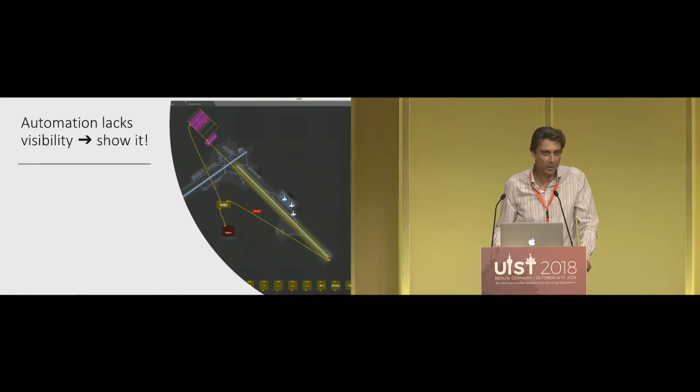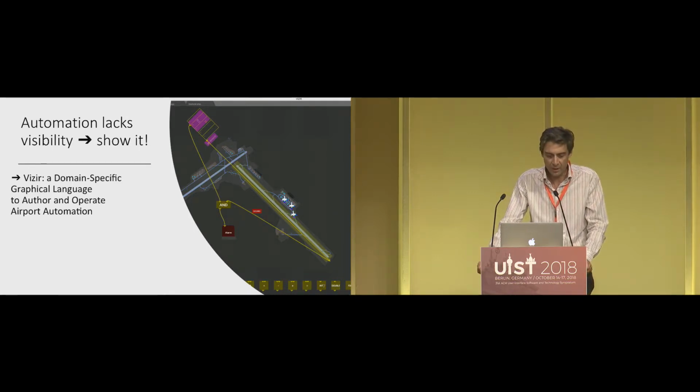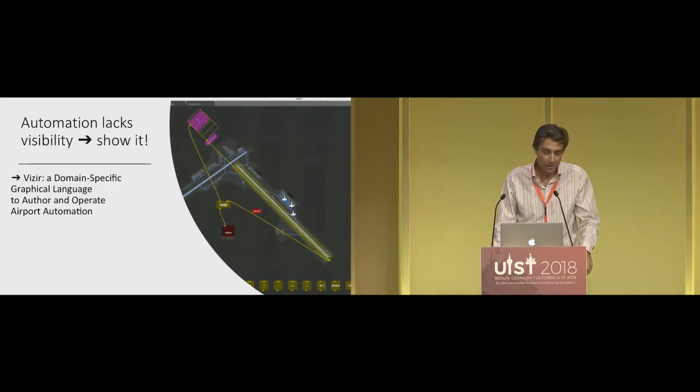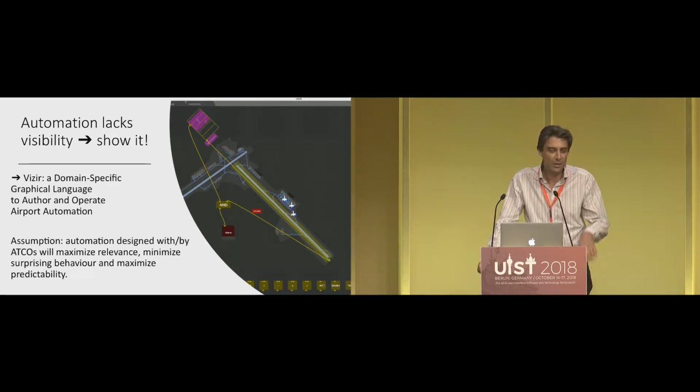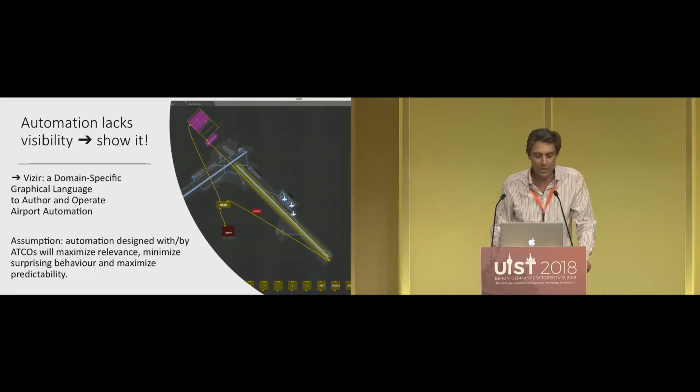So this is the main idea behind our work. If the automation lacks visibility, then show it. That's why we designed Vizir. It's a graphical language to show the automation. But it's not the only idea. The second idea is this assumption: automation designed with and by controllers, the ADCOs, this is the acronym, will maximize relevance, minimize surprising behavior, and maximize predictability. So we want ADCOs to participate in the design of their own automation. That's the domain-specific part of Vizir.